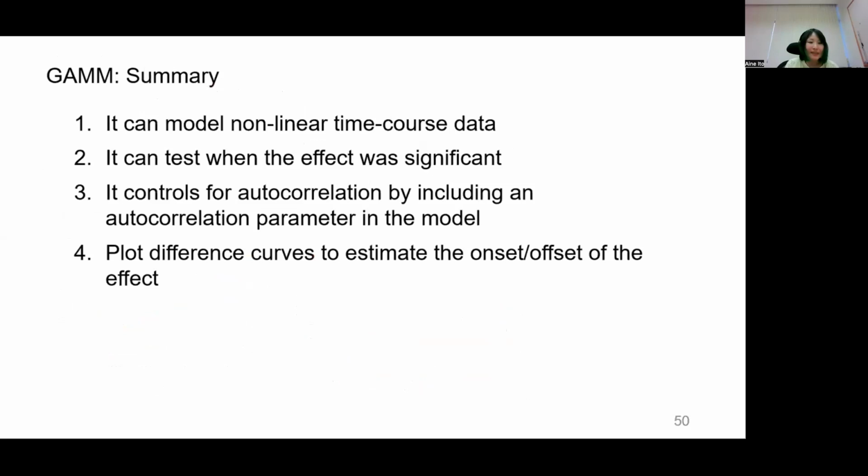Okay, to summarize, GAM can model nonlinear time course data, and it's especially helpful if the time course data look a bit complex. It can test when the effect was significant, so when it started to occur and when it ended. And it controls for autocorrelation by including an autocorrelation parameter in the model. And we can plot difference curves to estimate the onset and offset of the effect. You usually don't really look at the model summary to conclude when the effect started or ended.